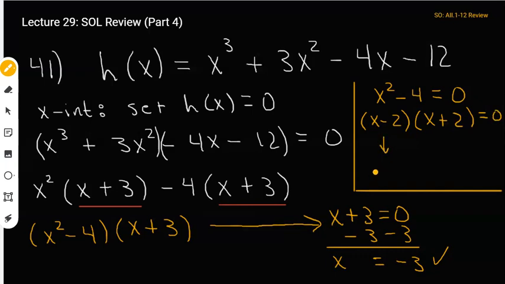So for the first factor, that's going to give me x equals positive 2 if I set it equal to 0 and solve it. And then this factor is going to give me x equals negative 2. So those are going to be my x-intercepts: 2, negative 2, negative 3.